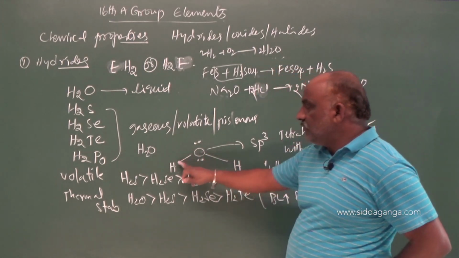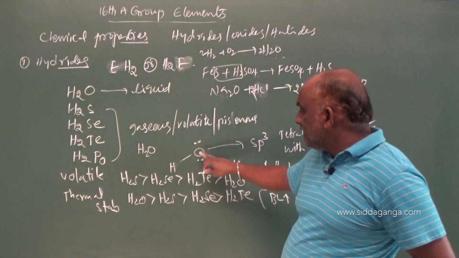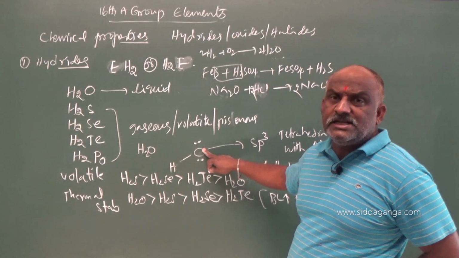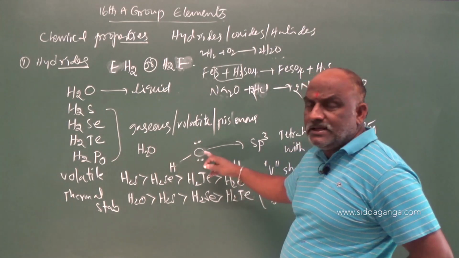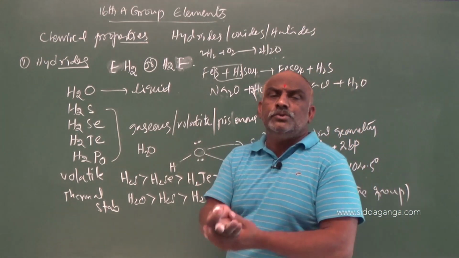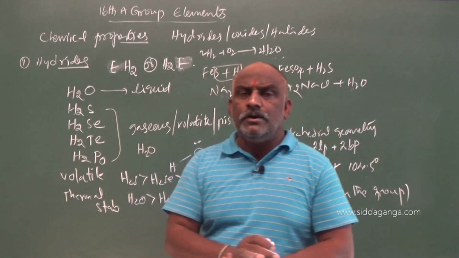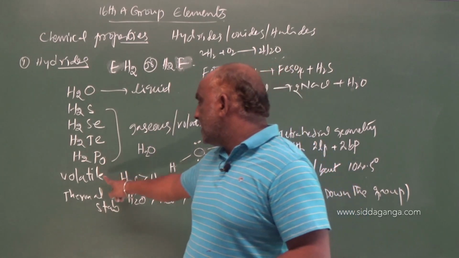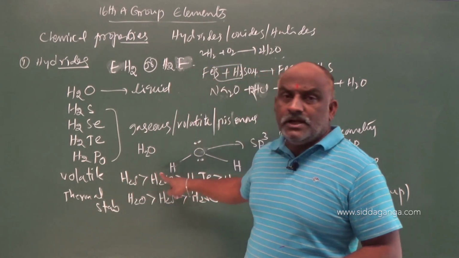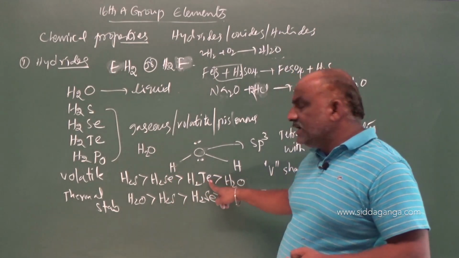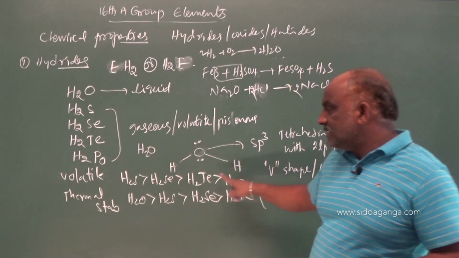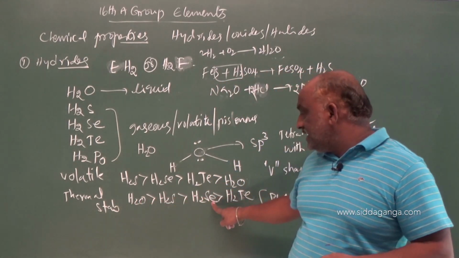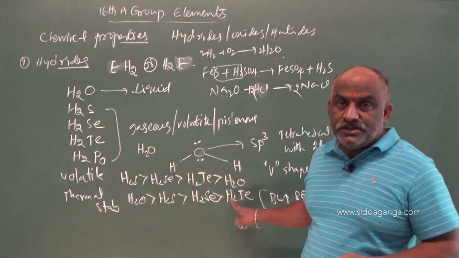Here in H2O, O will be there. Next, in H2S, S will be there, after that Se, after that Te. Size increases, bond length increases. Bond length increases means bond dissociation energy decreases, so it is easy to break the bond. So the thermal stability order decreases. Volatile order: H2S greater than H2Se greater than H2Te greater than H2O. Thermal stability order: H2O greater than H2S greater than H2Se greater than H2Te.